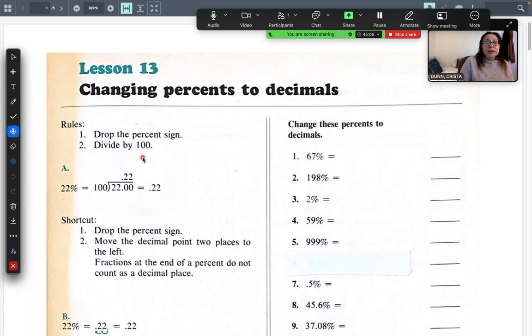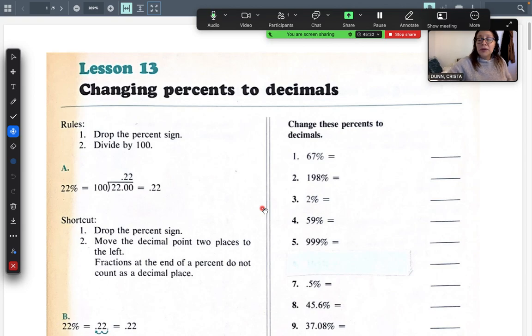Here, what you're going to do is drop the percent sign when you have a percent and you want to go to a decimal, and you're going to divide by 100. Now that's kind of hard, but basically when we divide by 100, remember that lesson when we did decimal division and we divided by 10, 100, 1,000, we're just moving the decimal over. And whenever we divide, things get smaller, right? We're cutting it up into smaller pieces.